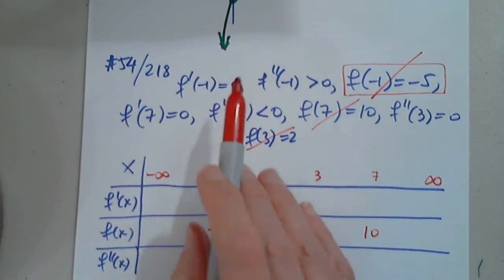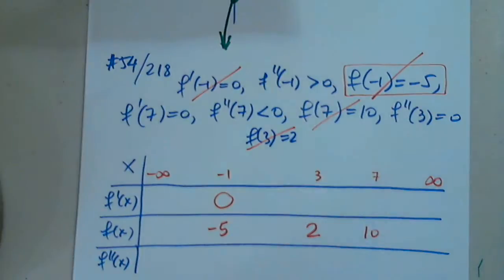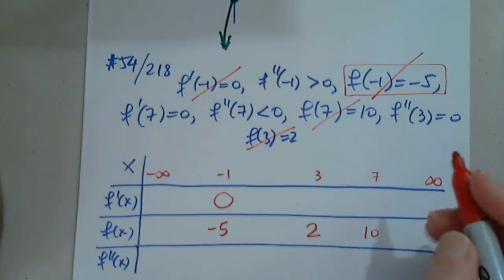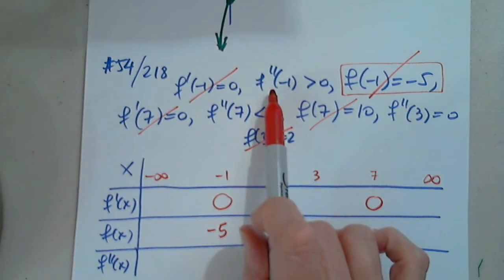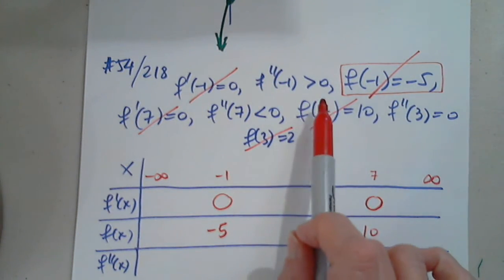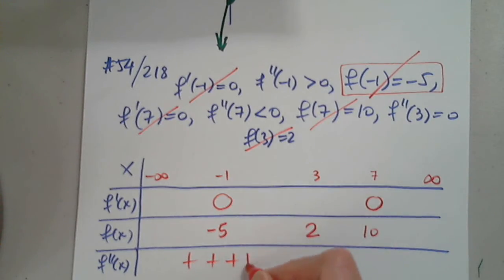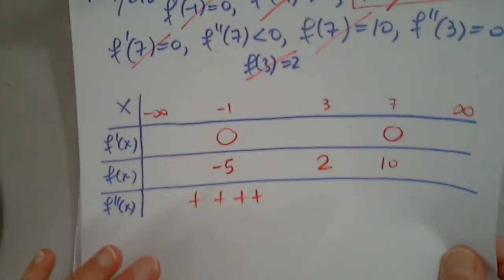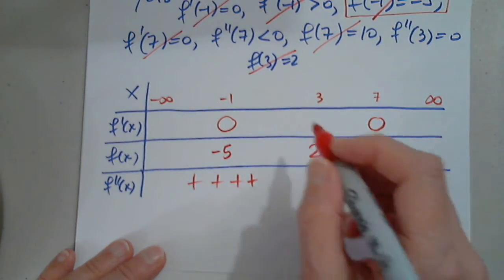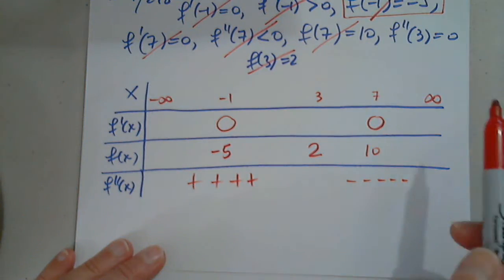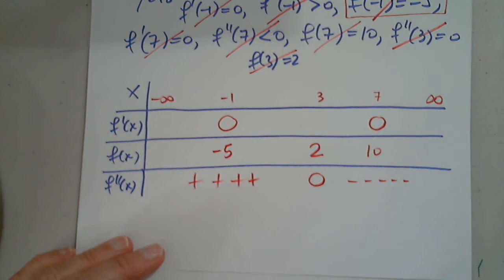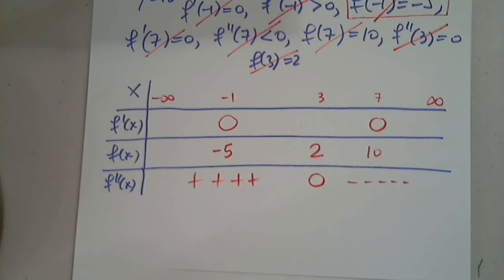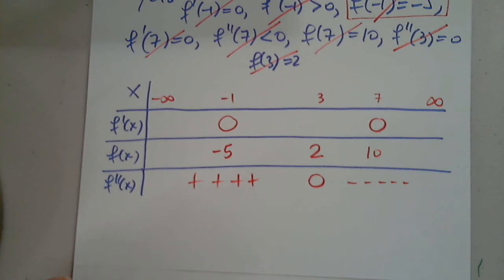F prime of negative 1 is 0. Done. F prime of 7 is 0. Done. F double prime of negative 1 is positive. F double prime of 7 is negative. The second derivative at 3 is 0. So at this point, I have all the information summarized, but let's discuss it first before we go ahead and graph an example.